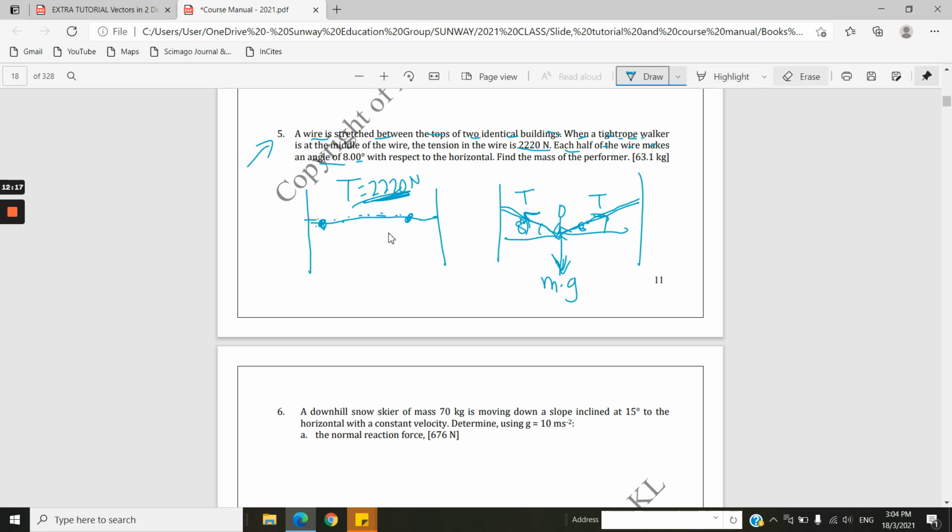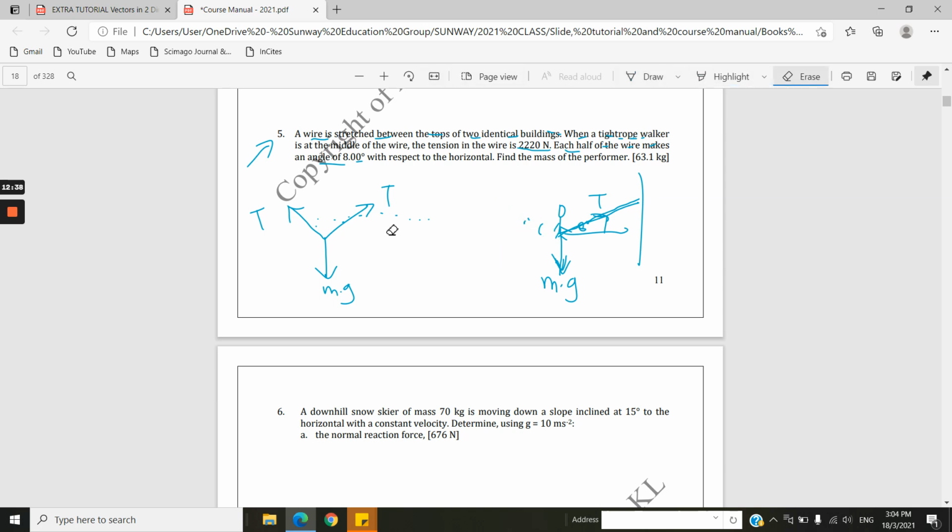So now if I redraw my forces in a clean drawing, you will have this kind of figure, right? So you will have 3 forces here. Can you resolve the forces? Now what do they ask you? They ask what is the mass of the performer? What is the mass of this person? The mass is in the y-axis. Can you see that? The component of mg is in the y-axis.